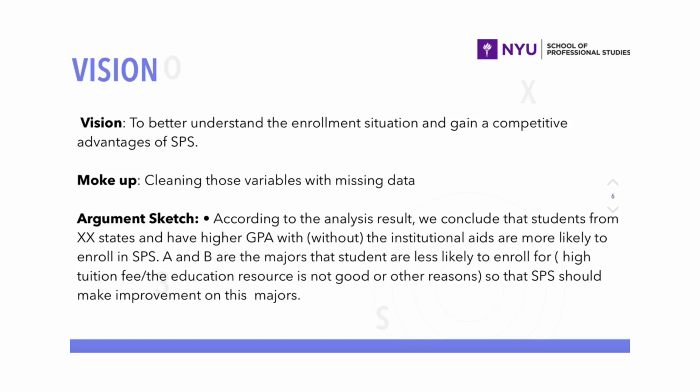Our argument sketch. According to the analysis result, we conclude that the students from some states who have higher GPA with the institutional aids are more likely to enroll in SPS. A and B are the main factors that students are less likely to enroll for, and so the SPS should make improvement on these aspects.